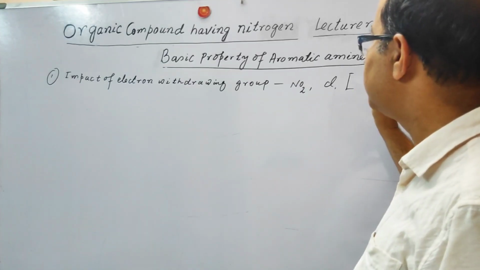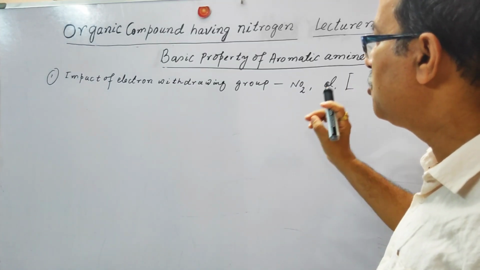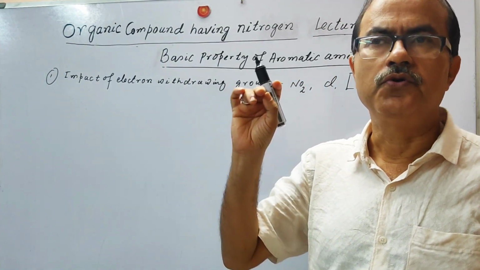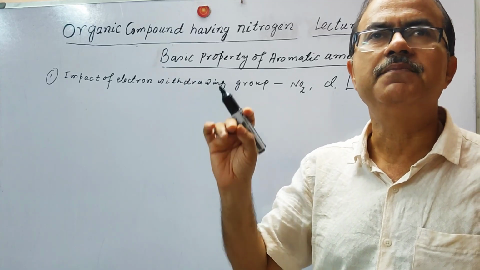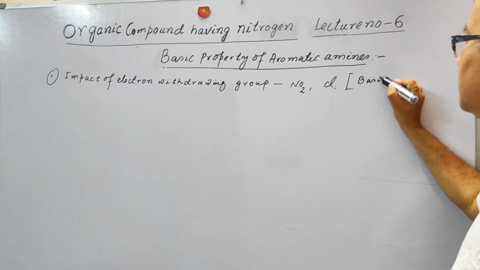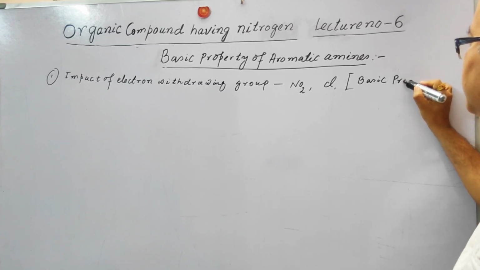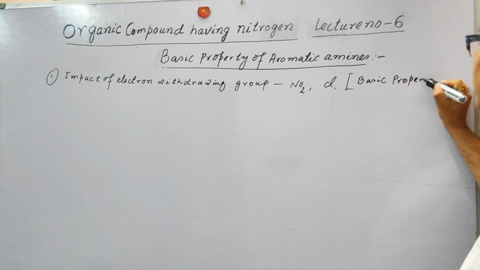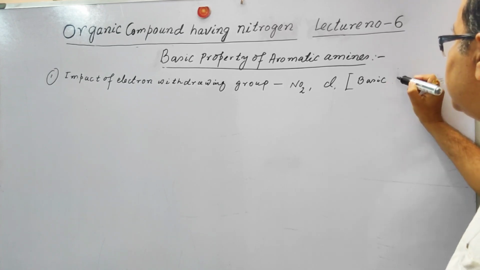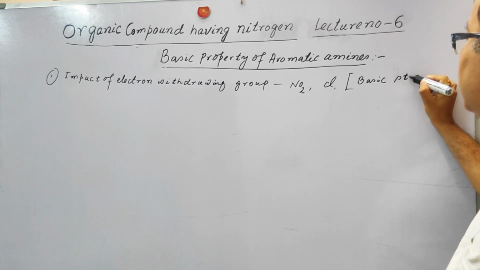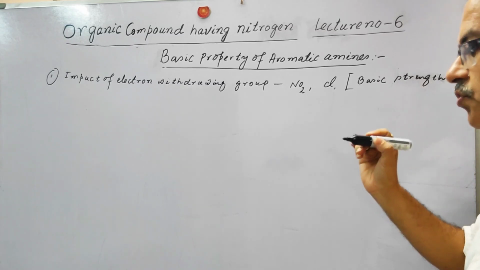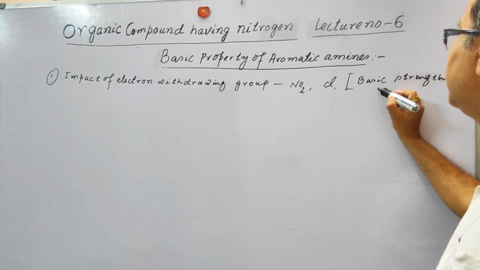The general rule is this: when we incorporate an electron withdrawing group in the aniline, it will contribute in the negative way, that is the basic property will decrease. So we can write the basic property will decrease, means basic strength will decrease. Basic strength is basically measured by pKb value. So basic strength decreases.